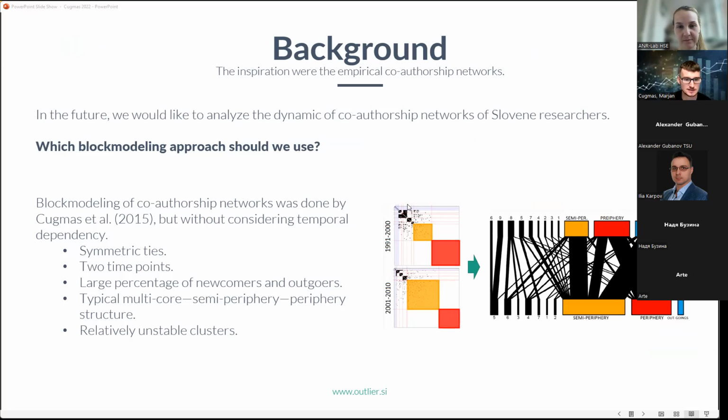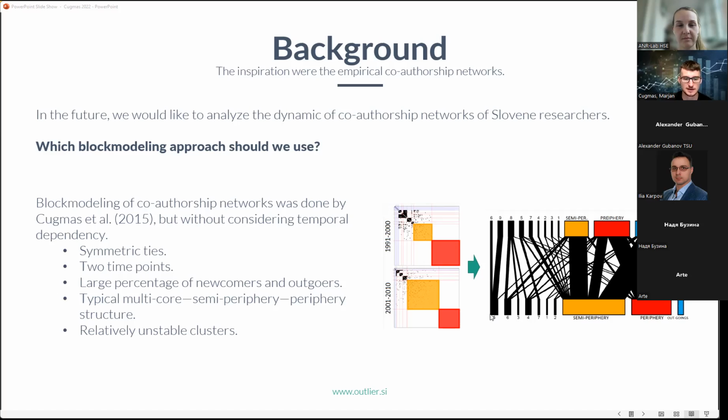So this is a sociology example, and it's not that much here. The larger network for this study was around 300 nodes. So I do not expect that the number of nodes of researchers will be much higher. Okay, we'll see.